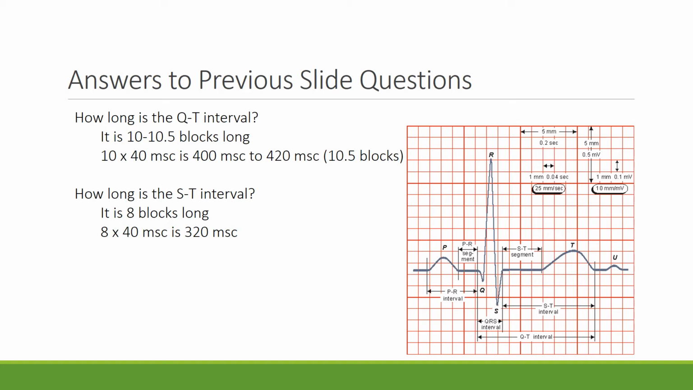The QT interval is 10 to 10.5 blocks long. Since each block is equivalent to 40 milliseconds, the value of the QT interval here is 400 milliseconds to 420 milliseconds. How long is the ST interval? Since it's 8 blocks long, you multiply 8 times 40 milliseconds, and that's 320 milliseconds long.